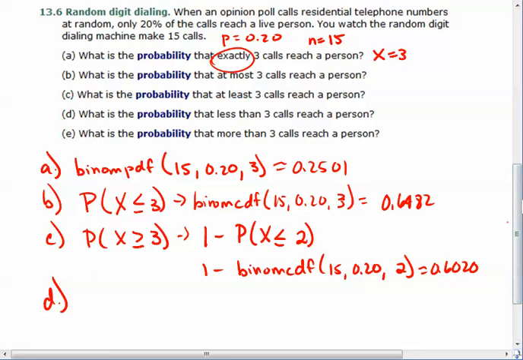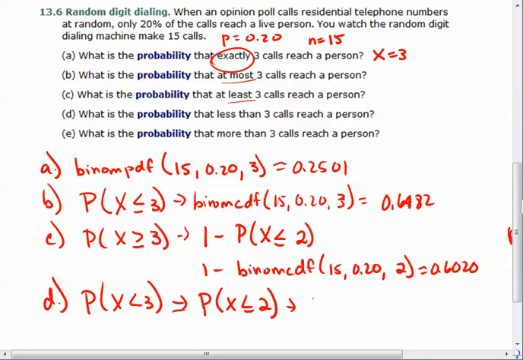Alright, letter D. What is the probability that less than 3 calls reach a person? You might be thinking, well, this sounds like the same question. Didn't we do this already? Well, no. We did at most 3 calls and at least 3 calls, so the 3 was included. Here, it's just X is less than 3, not less than or equal to. Now, your calculator works with less than or equal to. So the next thing less than 3 that would even work is 2. So these two end up being equivalent: X is less than 3 versus X is less than or equal to 2.